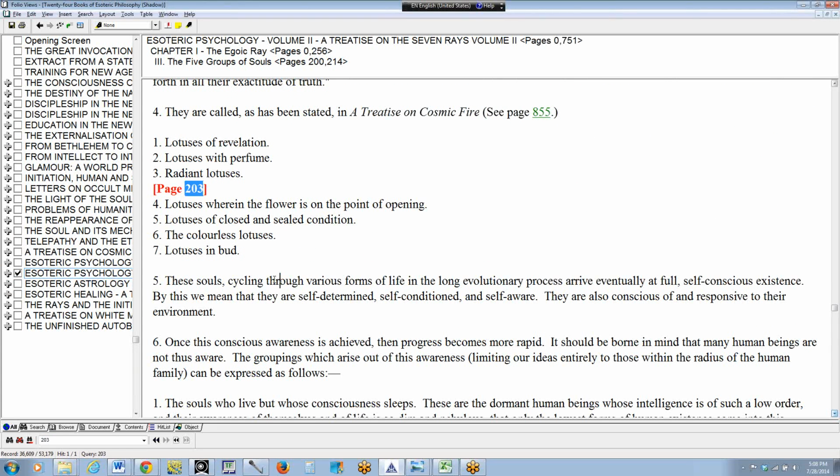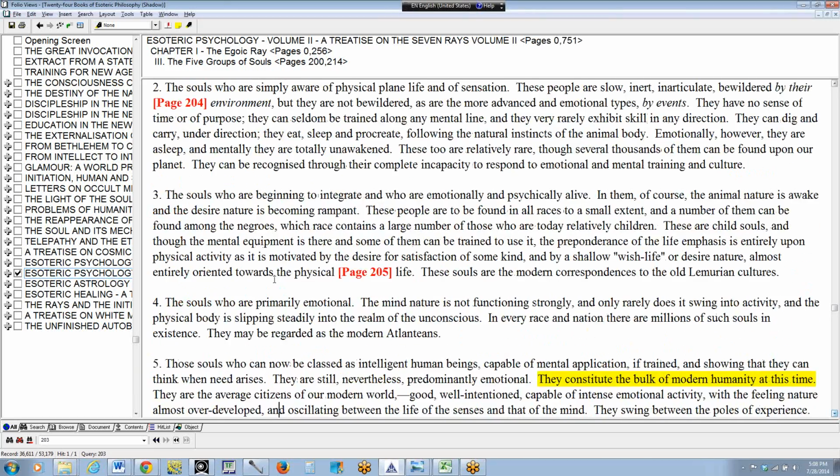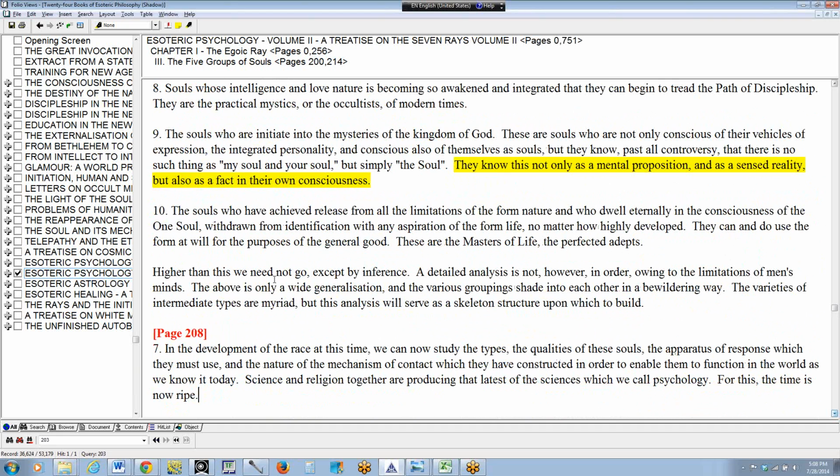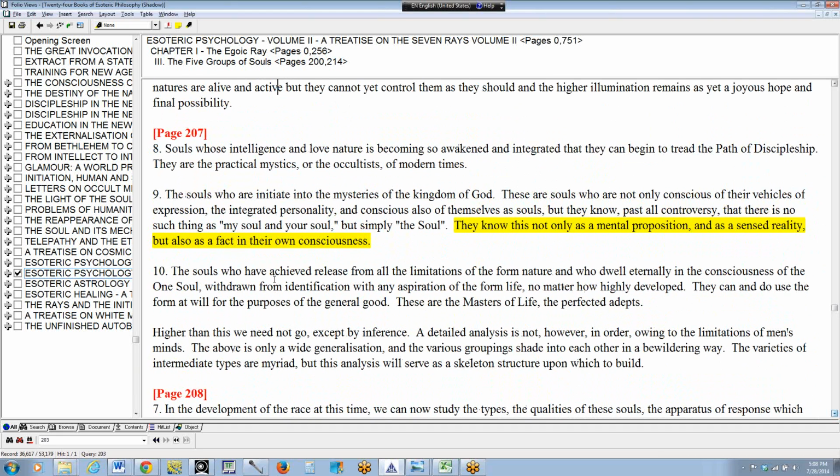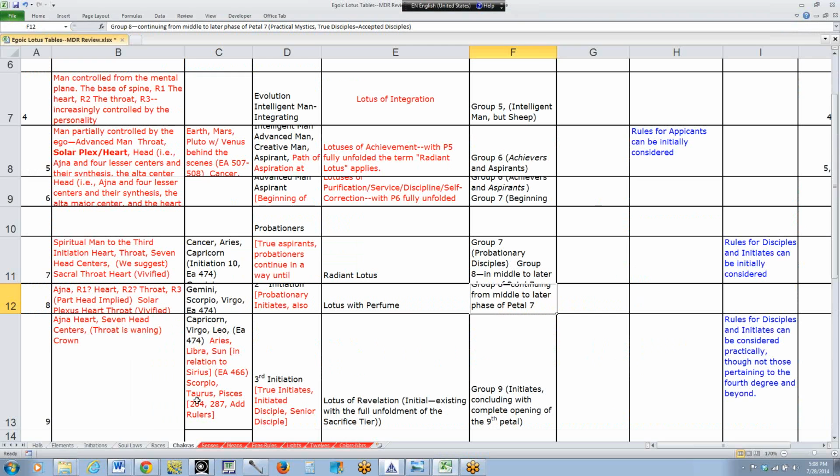203 in Esoteric Psychology, and group 8, the souls, they're really treading the path of discipleship, practical mystics or occultists of modern times. So they definitely have to be listed here. Group 8, yes. Continuing from the middle to later phase of petal 7, but they are in petal 8, practical mystics, true disciples, and they are accepted disciples.